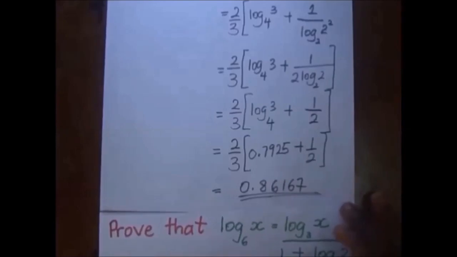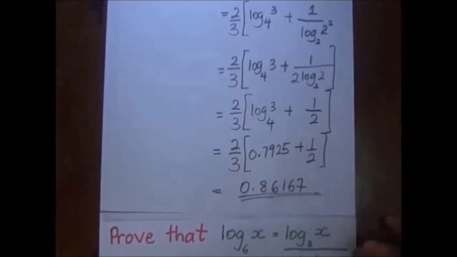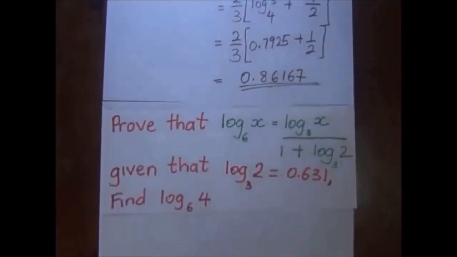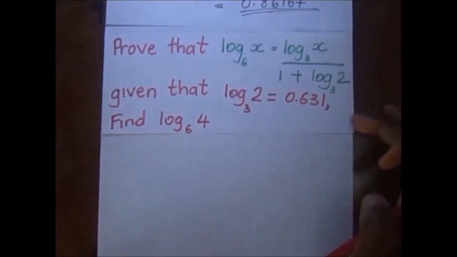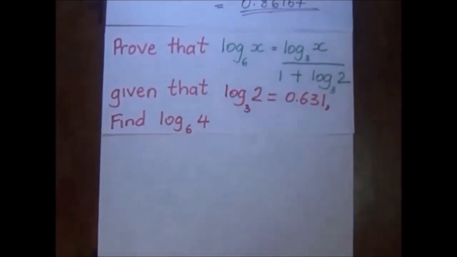The second example here is asking us to prove that log of x base 6 is equal to log of x base 3 over 1 plus log of 2 base 3. And it's also asking us to solve that given that log of 2 base 3 is 0.631, find the log of 6 base 4.